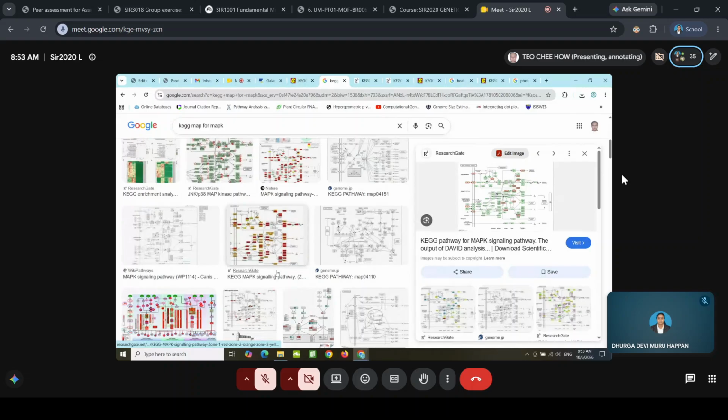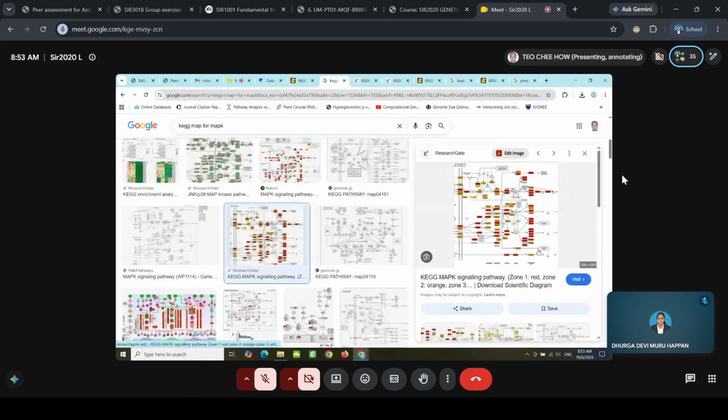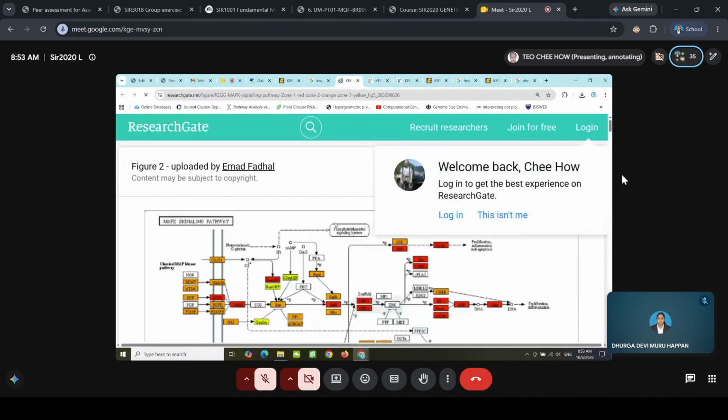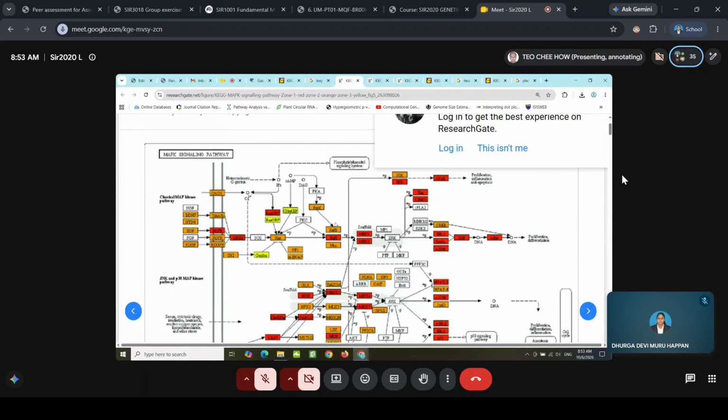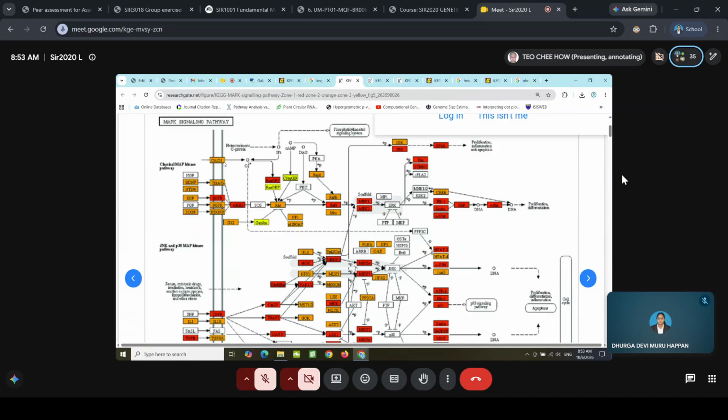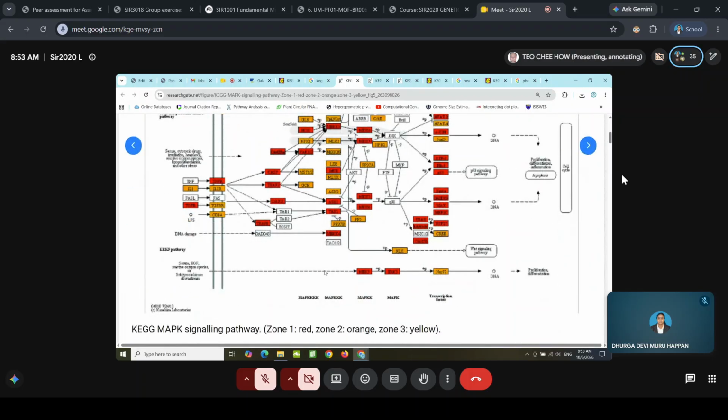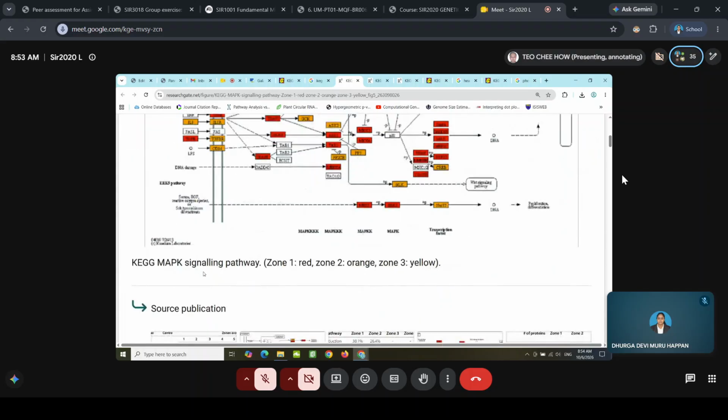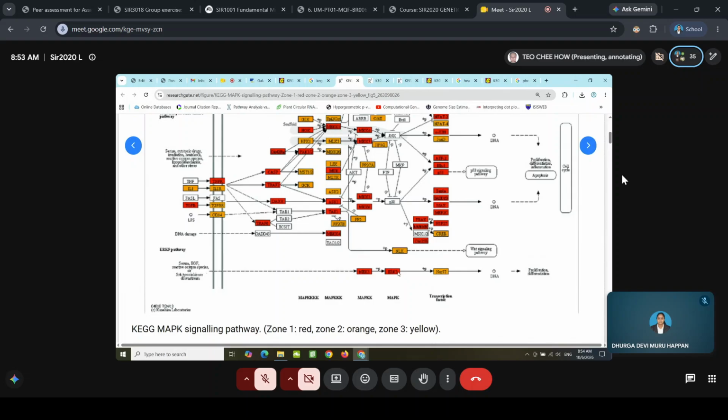Some other examples. Okay, maybe this one. So you can see here now orange is downregulation and red is upregulation, and yellow means you have both up and downregulation. So from here you can see the stress treatment itself leads to the upregulation of this gene, but somehow it leads to both up and downregulation of this one.